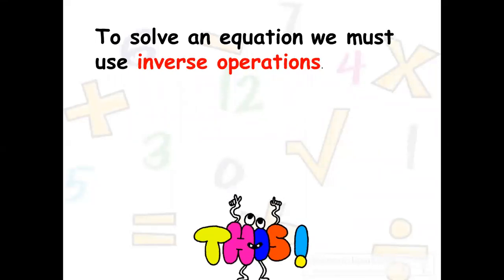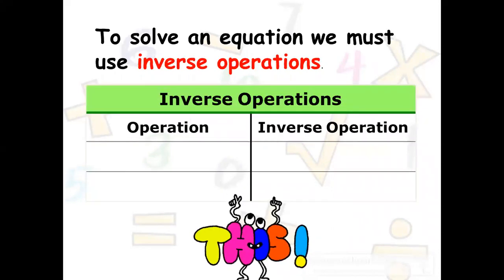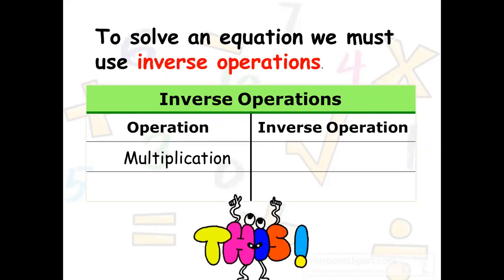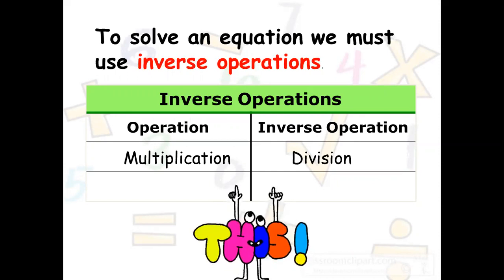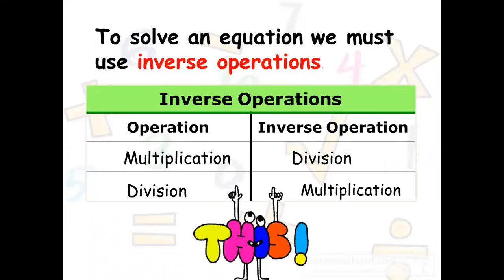So always, if you want to solve, you have to use the inverse operations. If the equation was for multiplication, we will be using division to solve the equation. If the equation was for division, we will use multiplication to solve the equation. This table we have been looking at quite a few times. We have the operation which is multiplication, so the inverse is division. And if the operation was division, the inverse is multiplication. Hopefully this is the last time we are looking at this table.